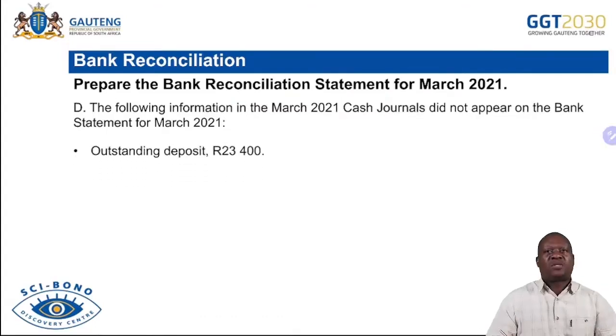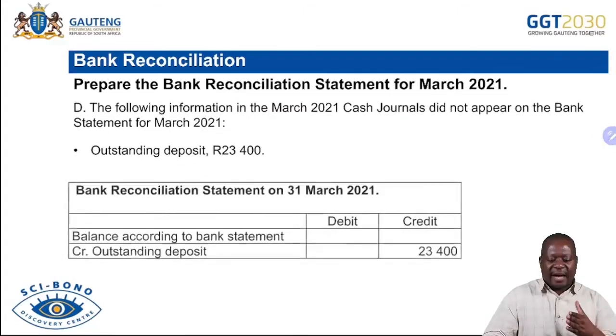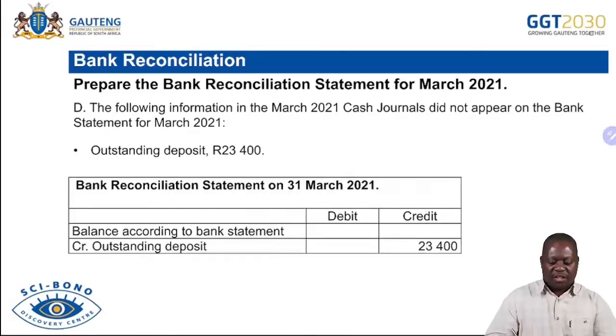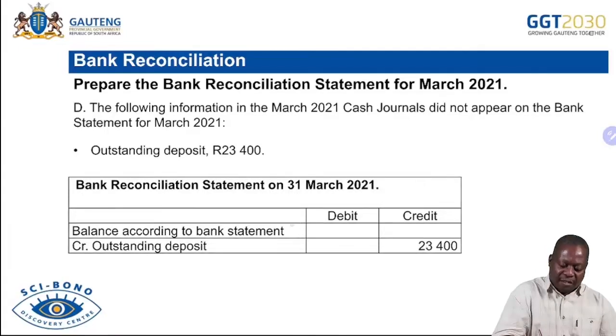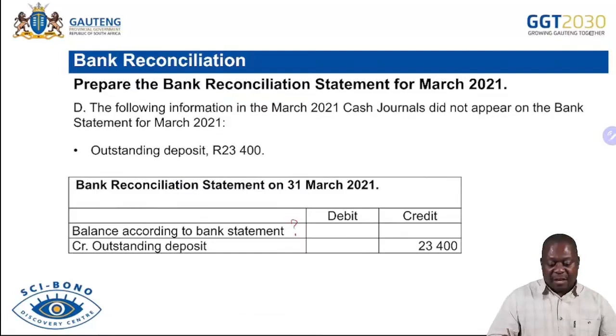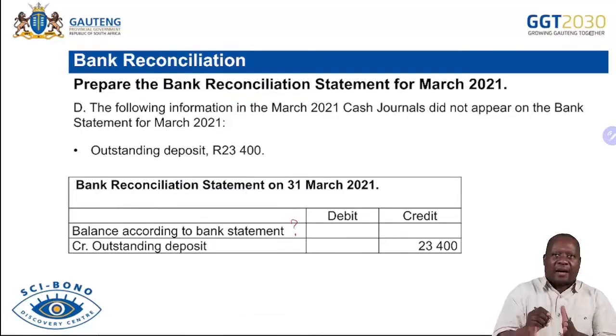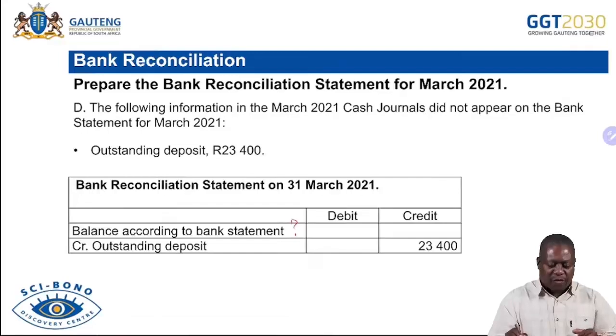Now let's start with the outstanding deposit. How does it appear on the bank reconciliation statement? Remember, they said the balance according to the bank statement is not known, R question mark. So it means we don't know yet. So we leave that one for now.